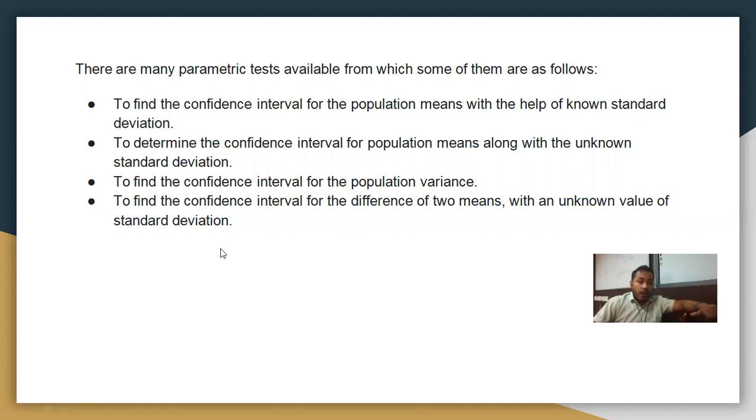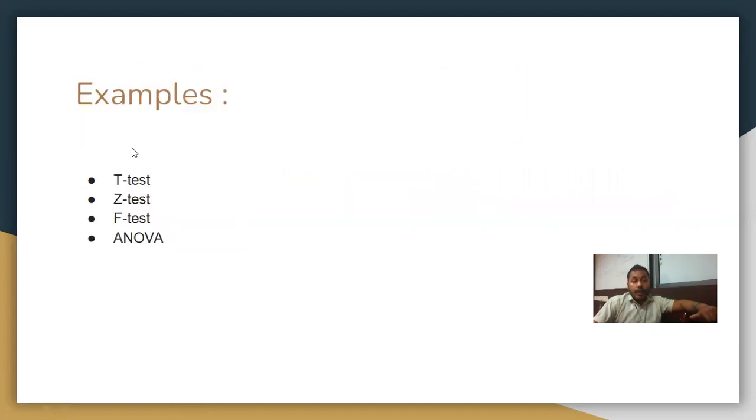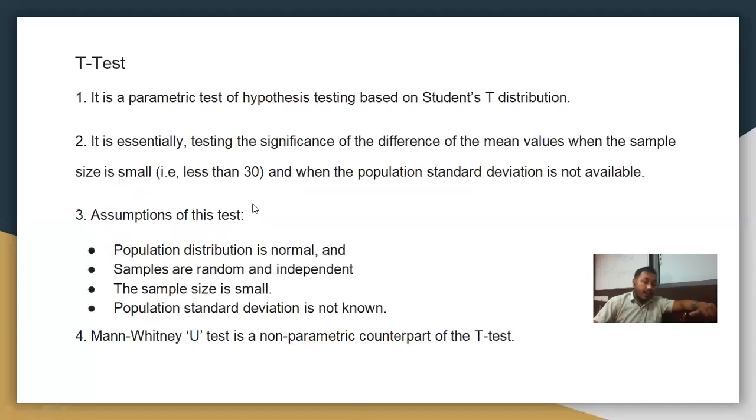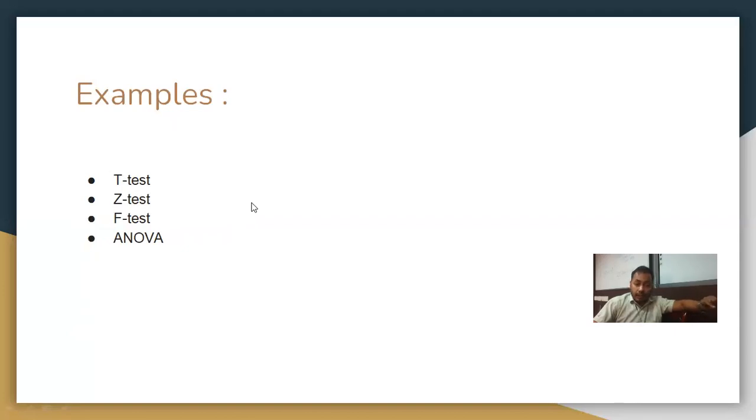See, everywhere we are using the parameter. What? Parameter means that thing based on the value of which this model will be checked, right? So that is standard deviation here. Now, some very common examples of this parametric test are t-test, z-test, f-test, and ANOVA. T-test. As I have told you, I'm going to pick one of them and I'll explain that.